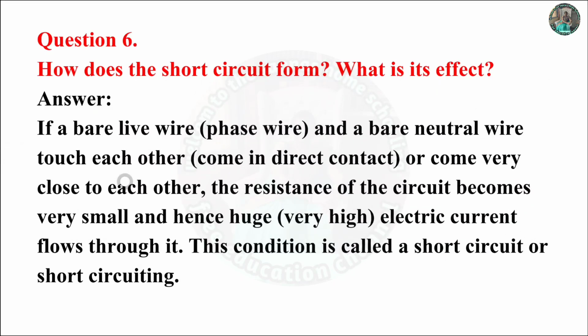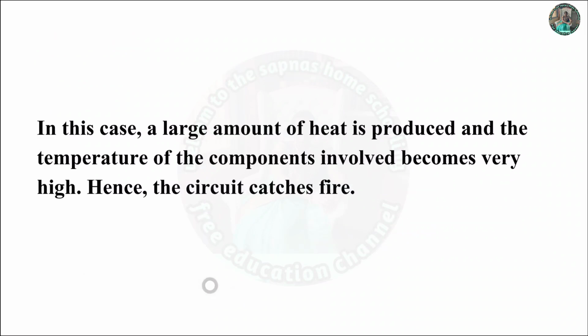Question 6. How does a short circuit form? What is its effect? If a bare live wire or phase wire and a bare neutral wire touch each other, come in direct contact or come very close to each other, the resistance of the circuit becomes very small and hence a very high electric current flows through it. This condition is called a short circuit or short circuiting. In this case, a large amount of heat is produced and the temperature of the components involved becomes very high, hence the circuit catches fire.